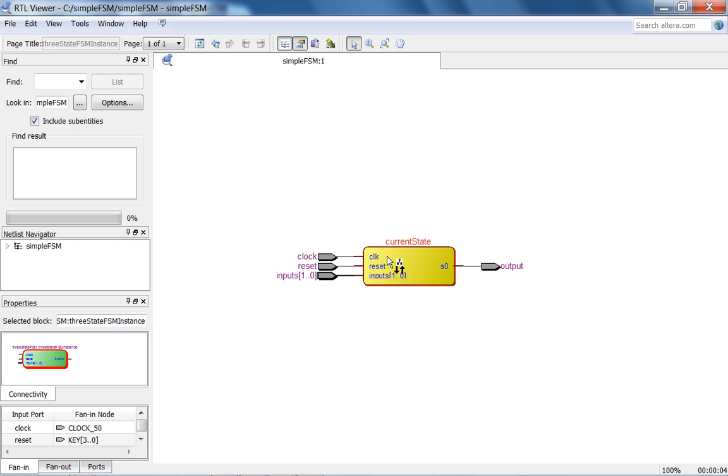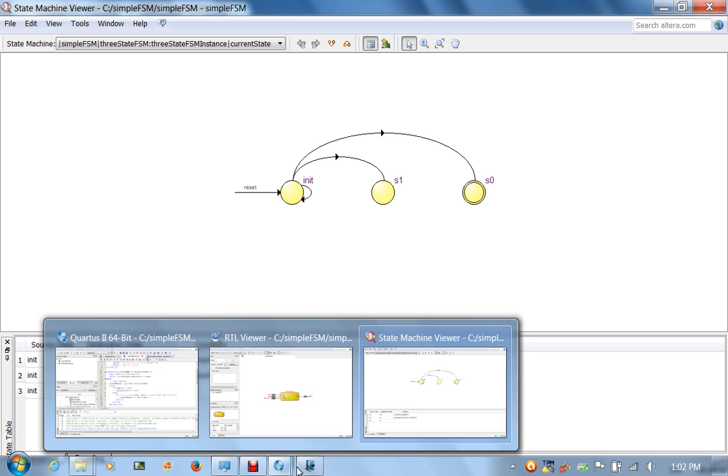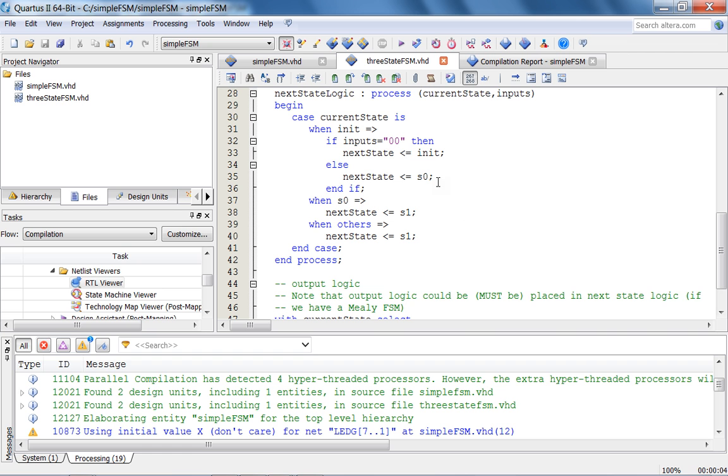So basically we go to S0. From init we go to S. Let's see, maybe I specified it. If input equals 0, 0, then next state is init, else we go to S0. When S0, we go to S1, but then I don't understand why from init we are going to S1. Interesting.